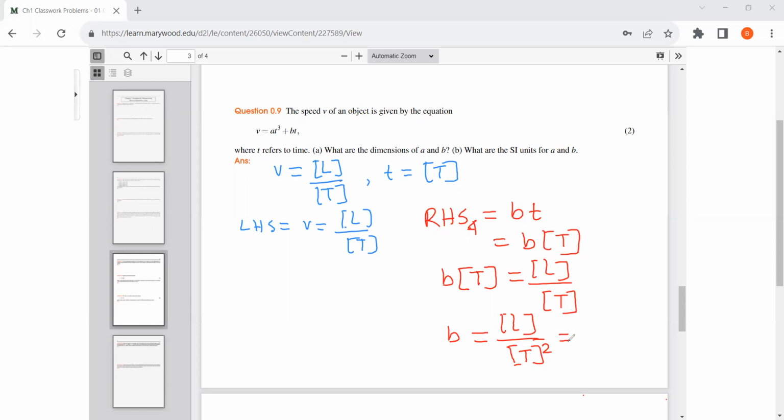And now if you write the unit of L, the unit of L is meter and the unit of T is second. Because we have square, we have second square. So this tells us that the standard international unit for B is meter per second square. So you see that we can determine the dimension and standard international unit if we know how to analyze dimensionally. Okay, let's move on.